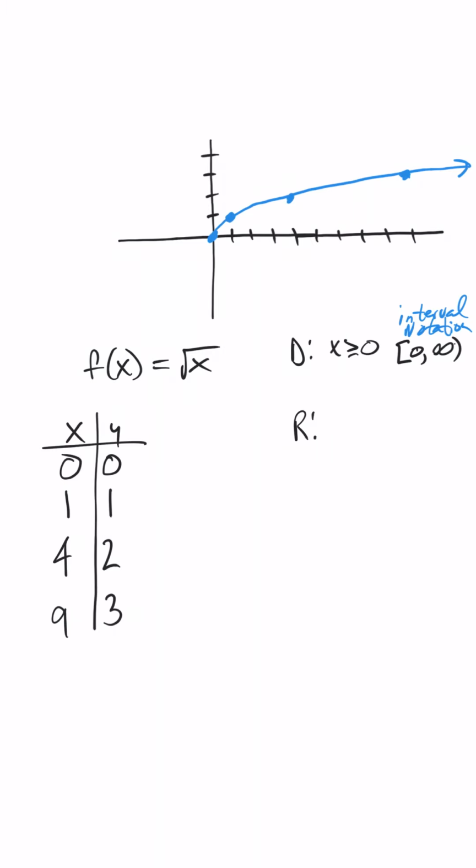The range would be all the y values. The y values would start at 0 and then also go to infinity. So our range would be y greater than or equal to 0, or in interval notation, again, 0 to infinity, with a bracket open at 0 because we include 0, and a parenthesis at infinity because we can't include infinity.